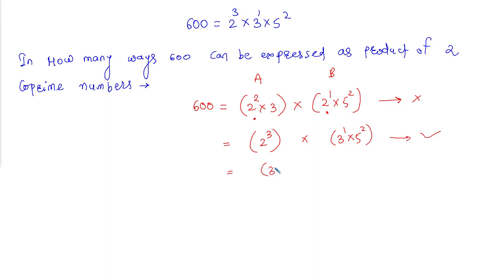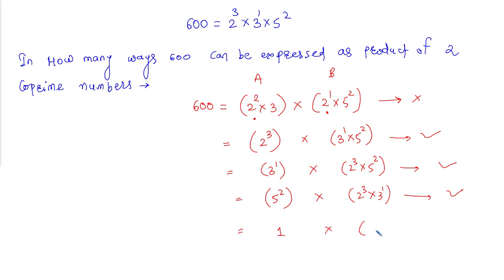Then 3 to the power 1 is the first number and the second number is 2 cube into 5 square. This is a co-prime pair. Then 5 to the power 2 is the first number and the second number is 2 cube into 3 to the power 1. This is also a co-prime pair. And then the first number is 1 and the second number is 2 cube into 3 to the power 1 into 5 to the power 2. This is also a co-prime pair. So in how many ways can we write 600 as a product of two co-prime numbers? These are the 4 ways. Other than these 4 ways, you will not get any new pair.